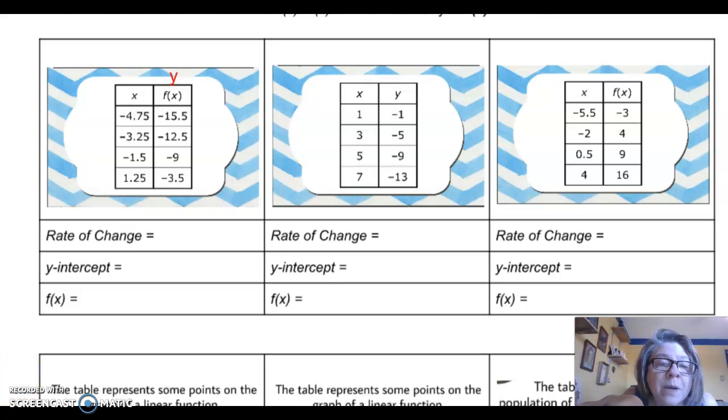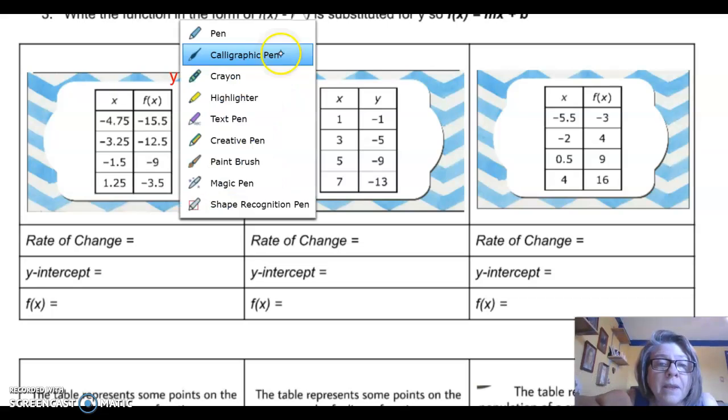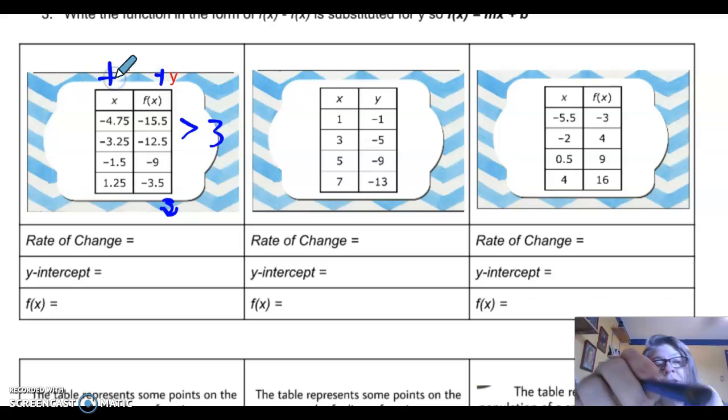Looking for the difference between x and y, I'm going to just go with these two right here. I want to find the difference between negative 15.5 and negative 12.5, and the difference between these is 3. And if I look, it's getting closer to 0, so it is increasing. The x column is also getting closer to 0, so it's also increasing, and I'm going to find the difference between negative 4.75 and negative 3.25.